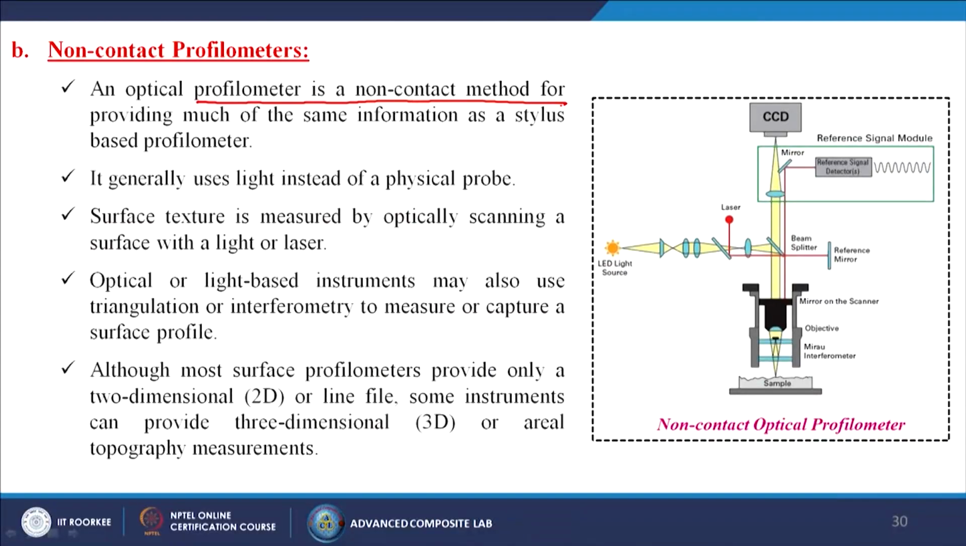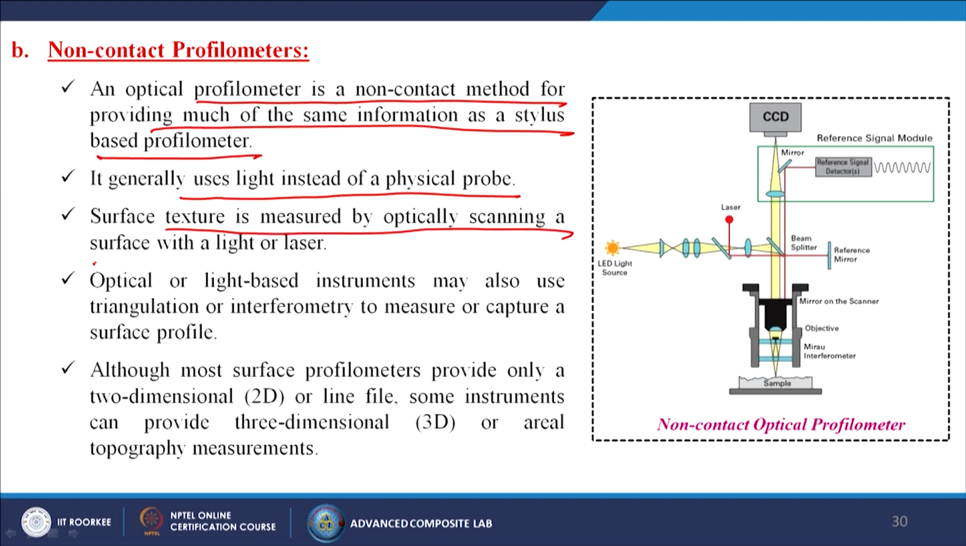And what are non-contact profilometers? An optical profilometer is a non-contact method for providing much of the same information as a stylus-based profilometer. It generally uses light instead of a physical probe. Surface texture is measured by optically scanning a surface with a light or maybe a laser. Optical or light-based instruments may also use triangulation or interferometry to measure or capture a surface profile.